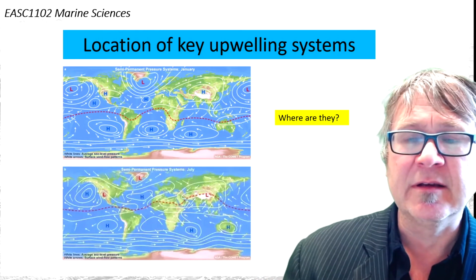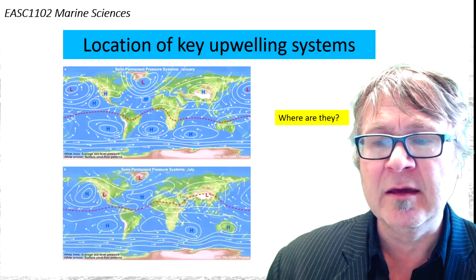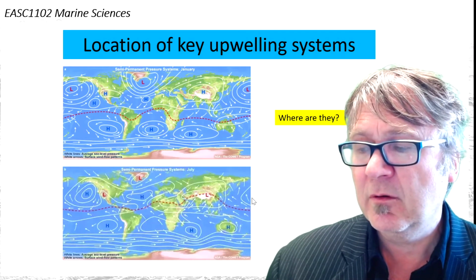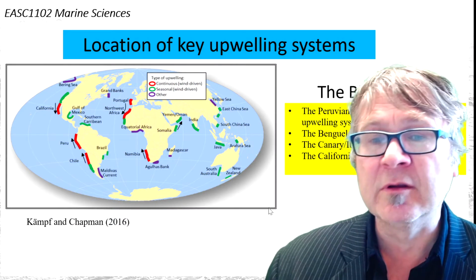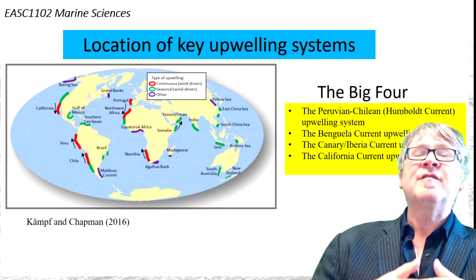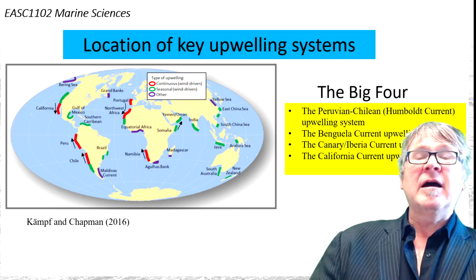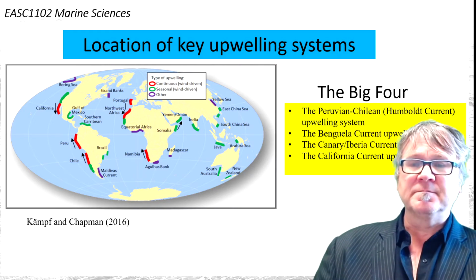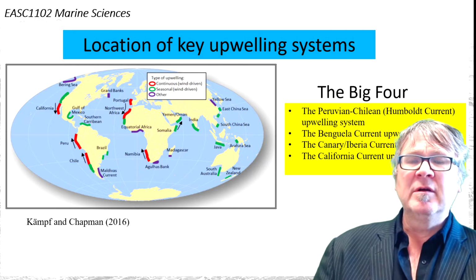And so now what you get is, I did it for you, okay? So I did it for you, and you can come up with a map like this. Location of key upwelling systems based on the winds.